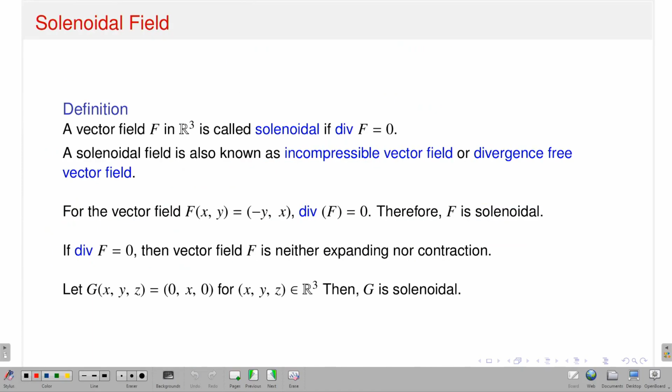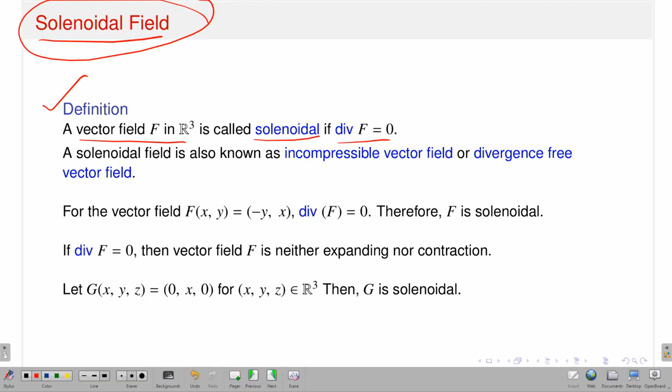There is another kind of field that is called solenoidal field. That is a definition. If I have a vector field, then I have the corresponding divergence. So, there is a concept called solenoidal field. What is the definition? A vector field F in R3 is called a solenoidal field if the corresponding divergence of F is 0.